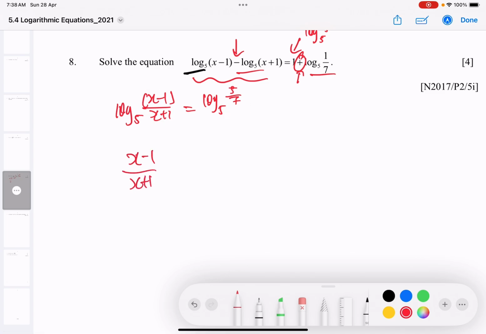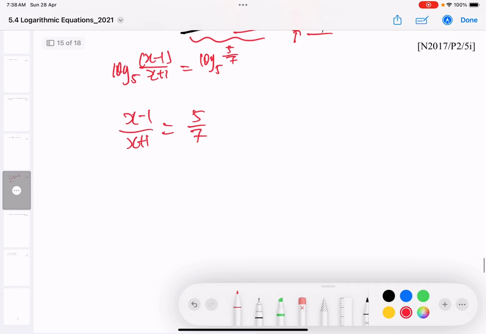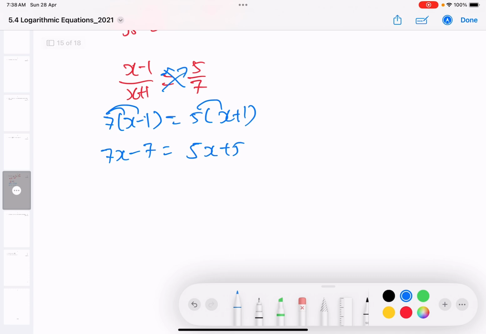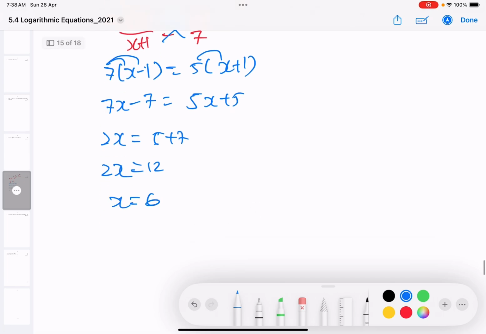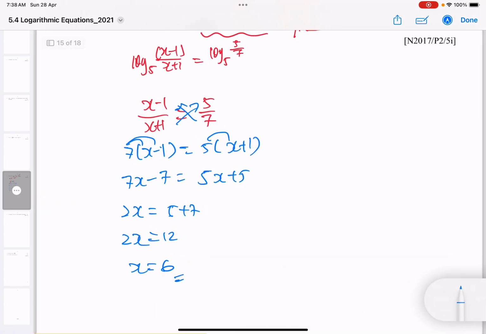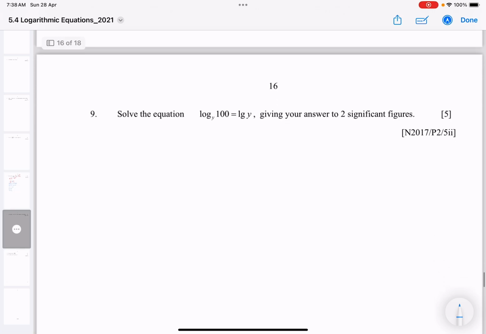So (x minus 1) over (x plus 1) is equal to 5 over 7. Let's cross multiply over here. So I'll get 7 times (x minus 1) is equal to 5 times (x plus 1). Multiplying in, 7x minus 7, 5x plus 5. Bring the 5x over. I'm going to get 2x is 5 plus 7, 12. 2x is 12, so therefore x is equal to 6. Okay, relatively simple for 4 marks. You better make sure you know how to do it. Okay, let's move on to the next one.